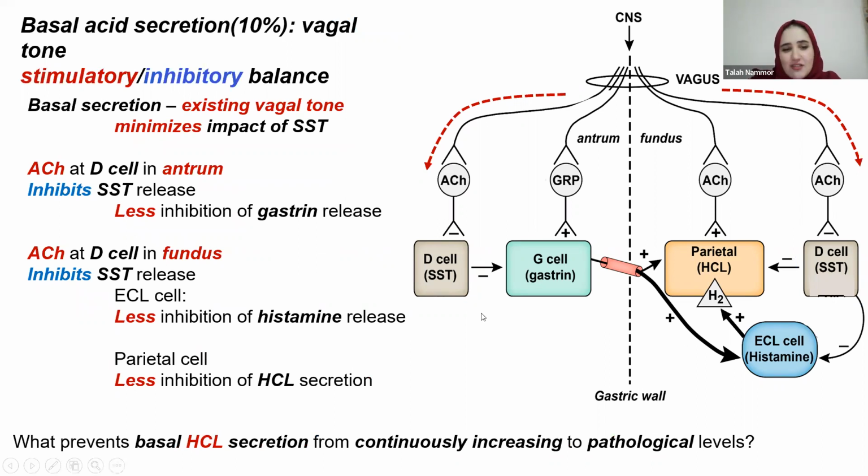This is the slide that explains what I'm saying. In the basal secretion, between meals, we're going to have both of them. The vagal tone is going to kick in and then somatostatin is going to come. The vagal tone works after 10%. The 10% is out. SST is here to stop the production. When the 10% is used up, vagal tone will start again.